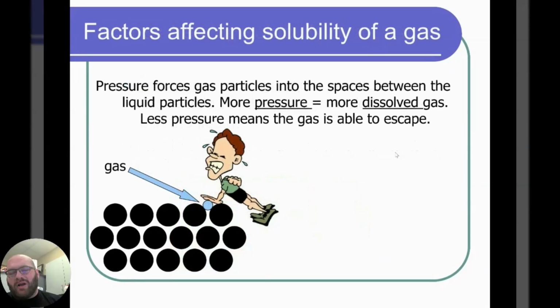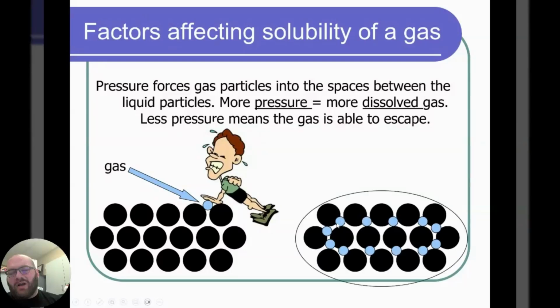So just kind of another depiction of the pressure thing. This guy is trying to push the gas particle into the liquid particles that are right next to each other. So the more pressure he applies, the more would stay in the liquid. So the idea of it overall is to keep these gas particles dissolved in the liquid so that the taste in the Coke's case is the same.